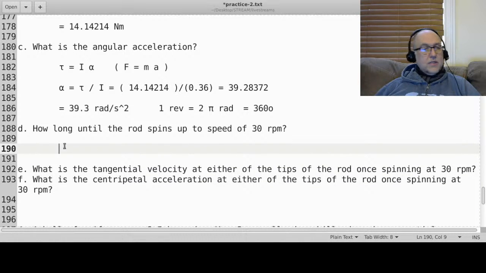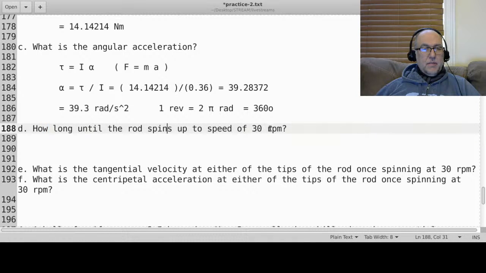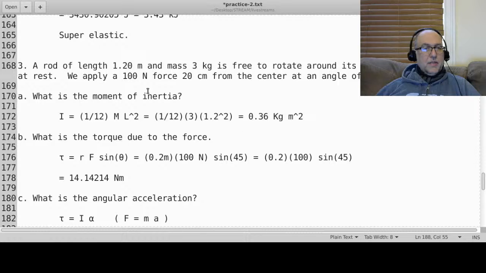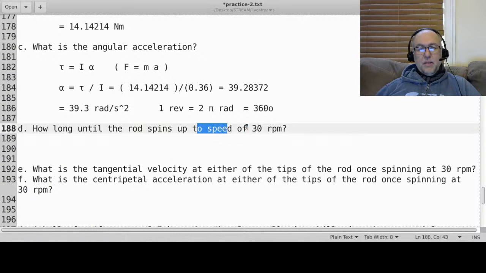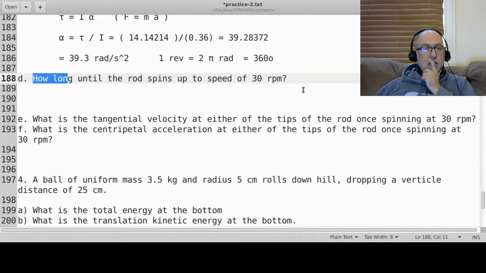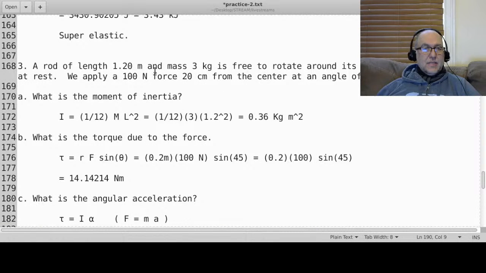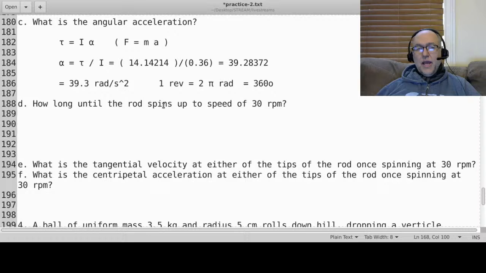Okay. And so let's see here. How long until the rod spins up to a speed of 30 revolutions per minute? It starts at rest. It's going to spin up to 30 revolutions per minute, and I want to know how long. So what do we have here? Well, it starts at rest, which means that its initial speed is 0.